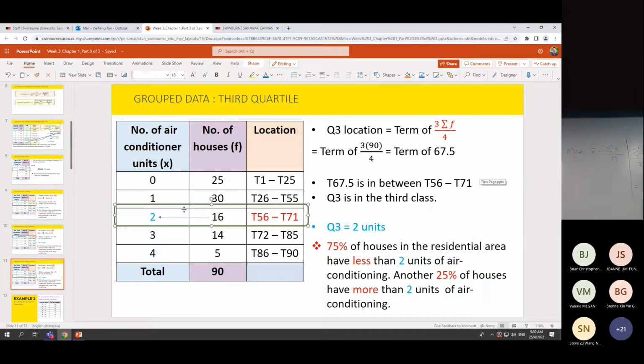If this is the Q3 class, then what is the Q3 value? The answer is exactly 2 units. So substitute 2 units into Q3. What is the meaning of 2 units here? Q3 means 75% of the households in the KL residential area have less than 2 units of aircon at home, and another 25% of the households have more than 2 units of aircon in the house.